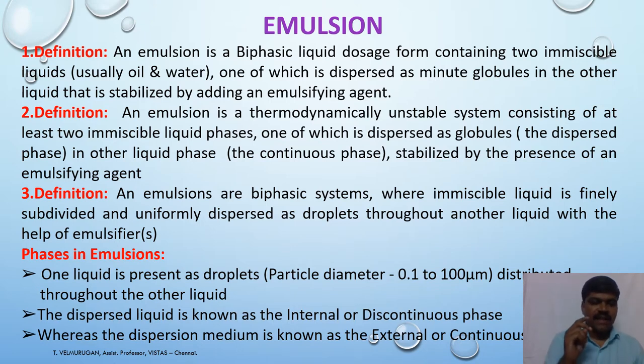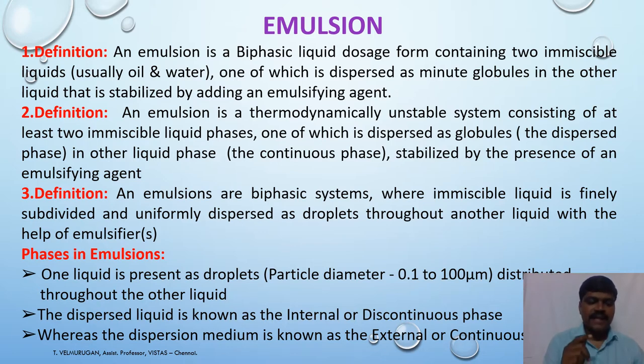Next, second definition. An emulsion is a thermodynamically unstable system consisting of at least two immiscible liquid bases, one of which is dispersed as globules in the other liquid base, stabilized by the presence of an emulsifying agent. Another definition. An emulsion is a biphasic system where an immiscible liquid is finely subdivided and uniformly dispersed as droplets throughout another liquid with the help of an emulsifier or emulsifiers.